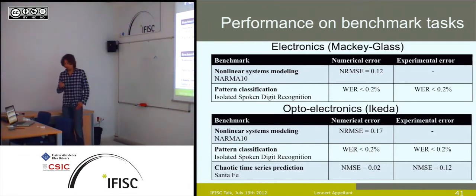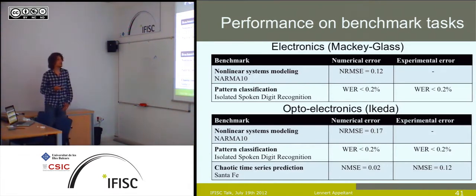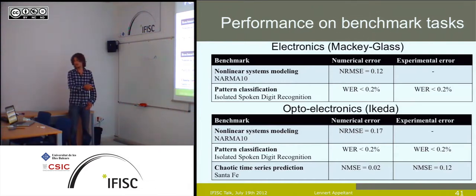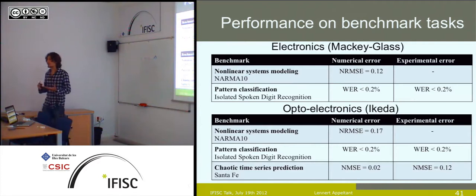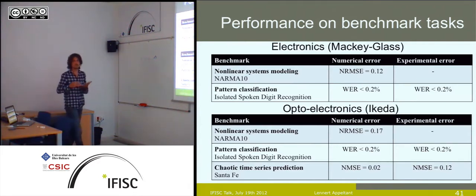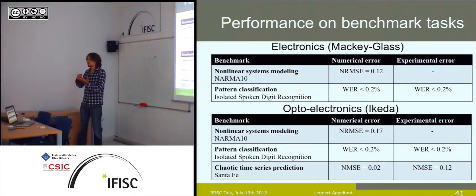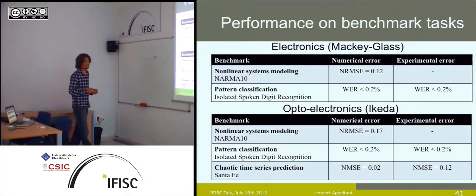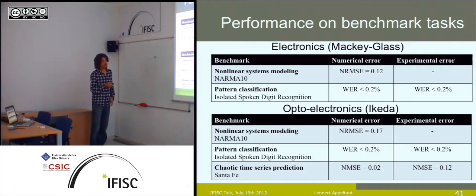I give a short overview here, and I would like to draw some conclusions. First of all, this is the electronic system, this is the opto-electronic system. What we see is that we get really good, really state-of-the-art results for both setups. So this means that the entire story that I'm telling here is not just something that works for one nonlinearity. It doesn't just work for this Mackey-Glass in a certain parameter regime. No, it works for a wide range of nonlinearities, as long as you are capable of addressing different parts of this nonlinearity. And the second conclusion is that we have a really nice agreement between numerics and experiment.